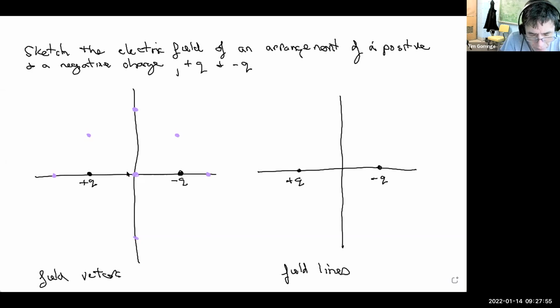The field of a positive charge points away from the positive charge, and it falls off with distance from the positive charge. So let's draw the field of the positive charge here in red, this little vector, this little arrow. And so the length and the direction of that indicates the strength of the field at this point here, the origin.